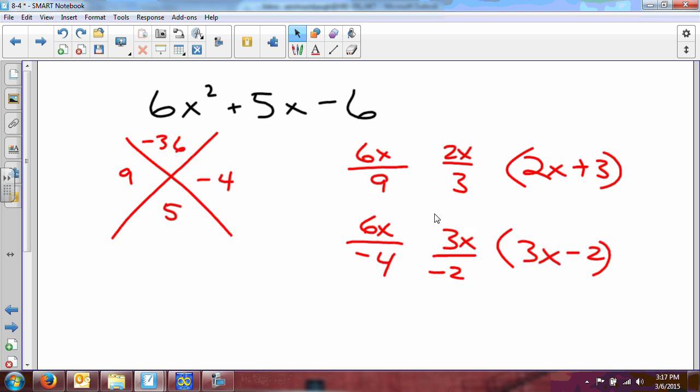Okay, so we're still finding two numbers that multiply to our a times c and add to the b. Then reduce the fraction and just read it a little bit differently.